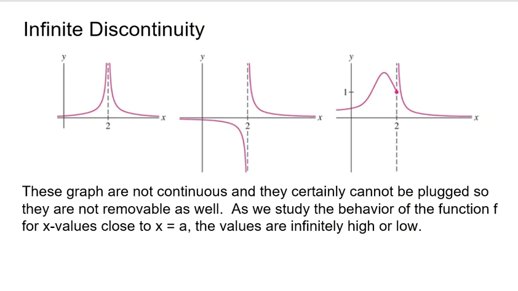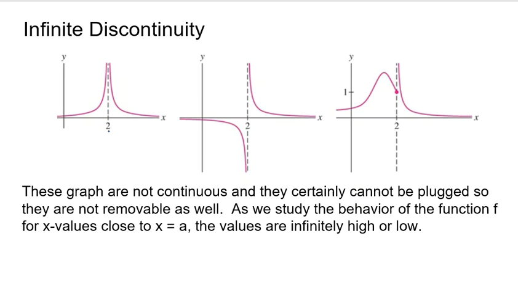All right, there's one more type of discontinuity, and it's called an infinite discontinuity. These graphs are not continuous, and they certainly cannot be plugged so that they're not removable as well. As we study the behavior of the function f for x values close to x equals a, the values are infinitely high or low. So here are 3 different examples that can happen.